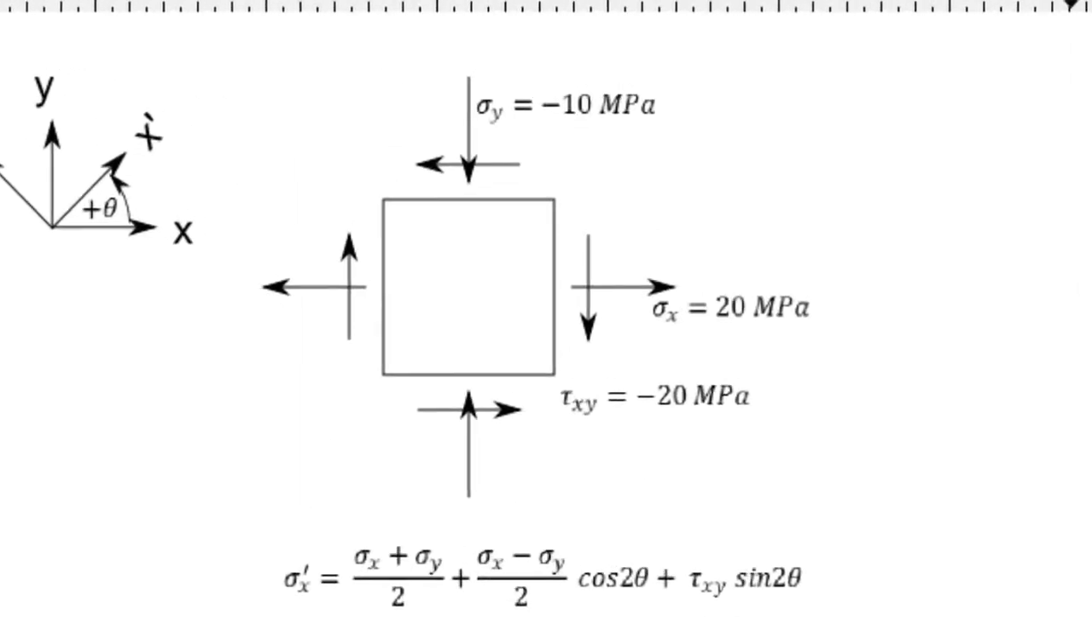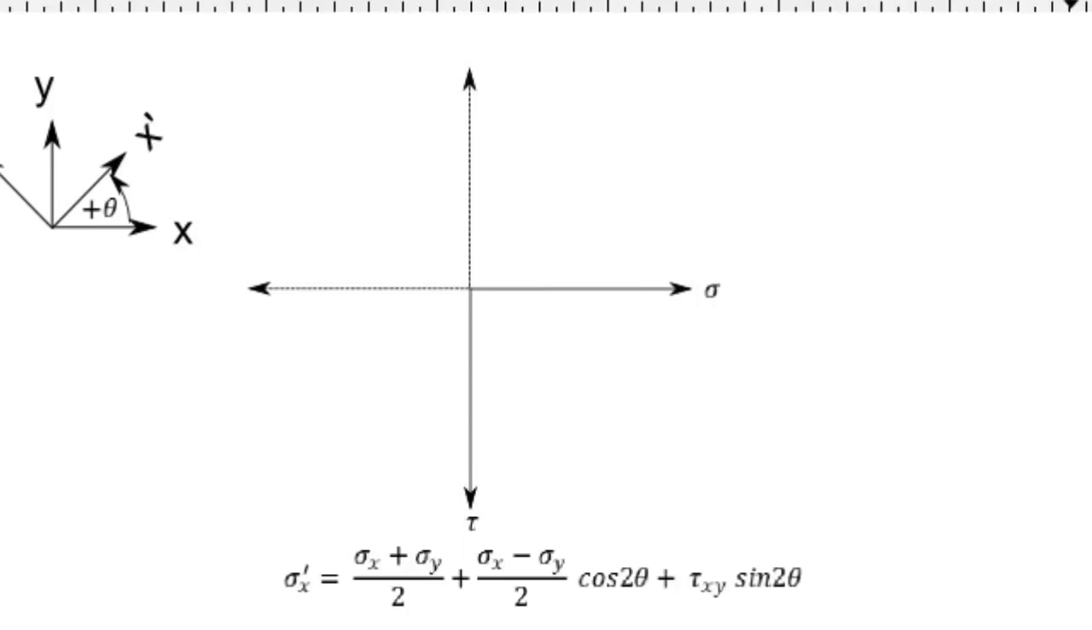So on this volume element, you can see that we have a positive normal stress in the x direction of 20 megapascals, a negative compressive stress in the y direction of negative 10 megapascals, and a negative shear stress of negative 20 megapascals. In order to examine the state of stress predicted by these stress transformation equations, let's plot the rotated shear stress versus the rotated normal stress.